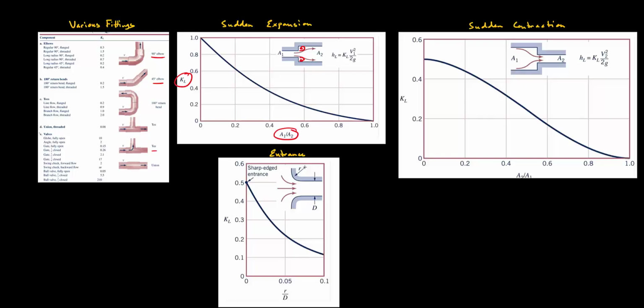And again, for a sudden contraction, similarly, we see that the loss coefficient is dependent on the area ratio, but take note that now we are looking at the area ratio A2 over A1. Finally, we see loss coefficients, KL, for an entrance, dependent on the radius of the edge of the entrance. Okay, so all of these loss coefficients can be used in our head loss equation over here, which can be used in our mechanical energy equation.